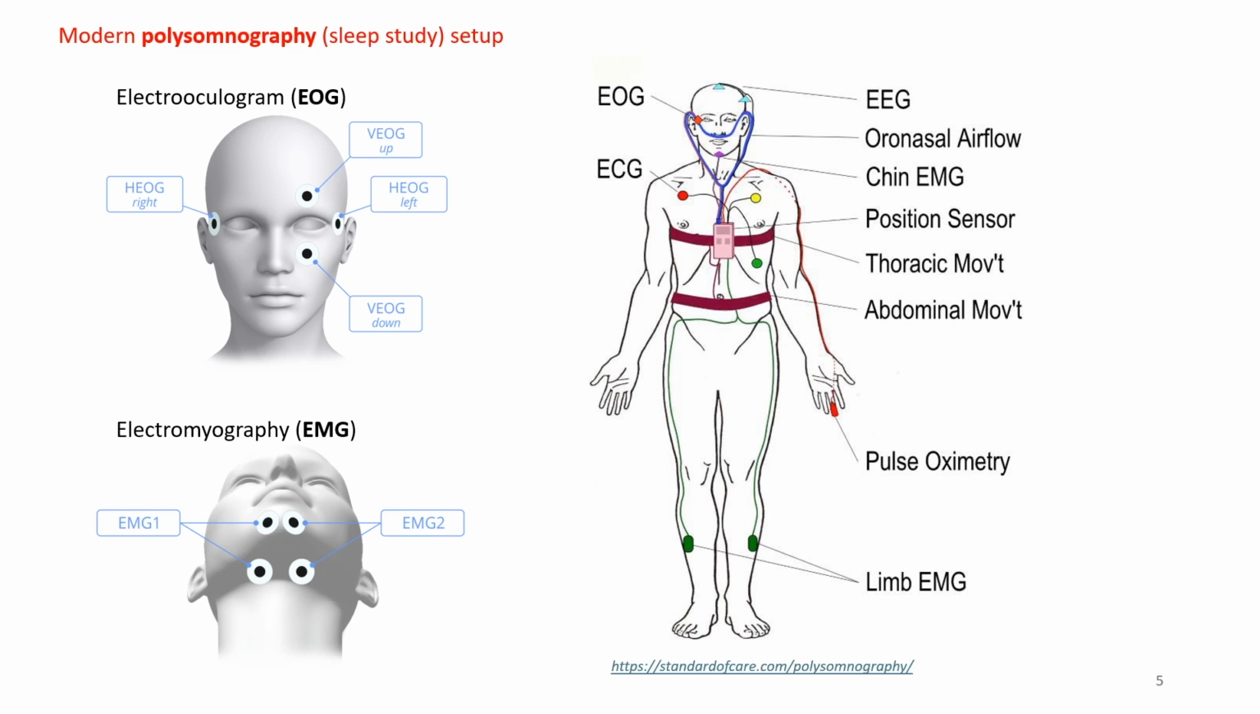Modern polysomnography can entail more than EEG. Additional measurements can be electromyography, electrooculogram, pulse oximetry, respiration, heart rate, and many more.